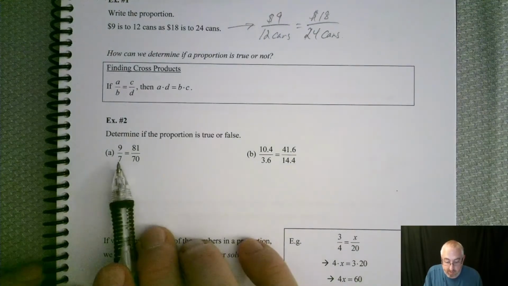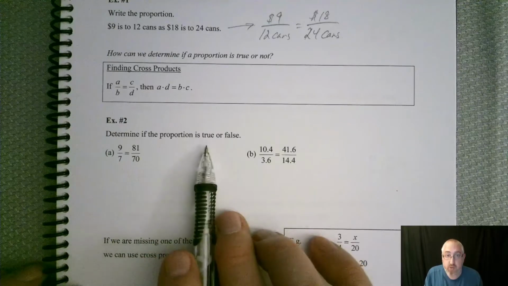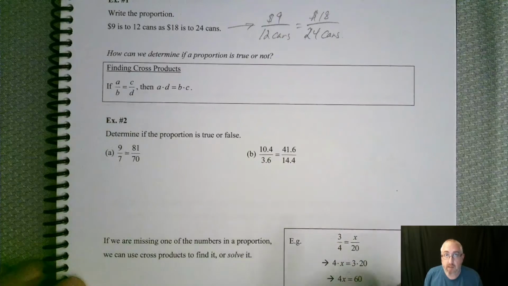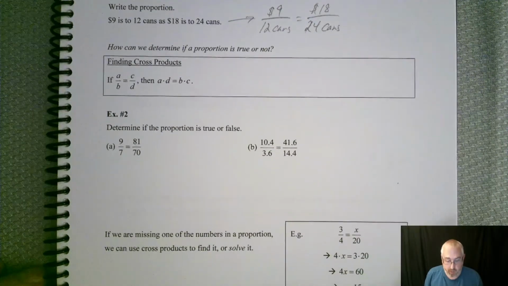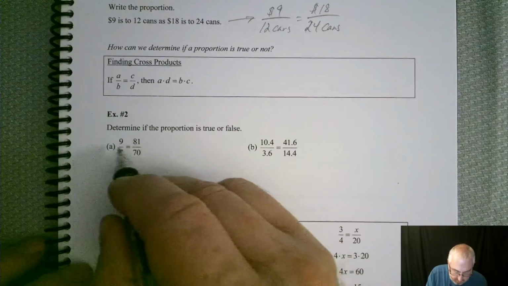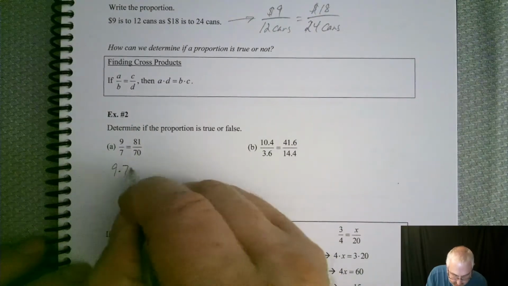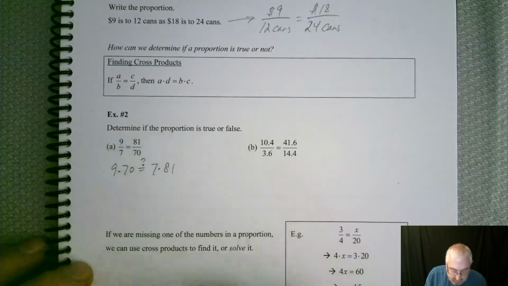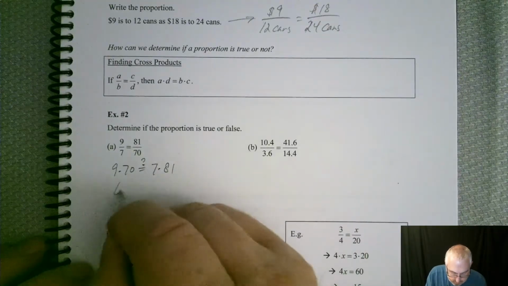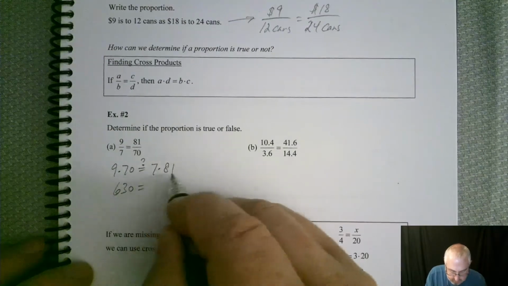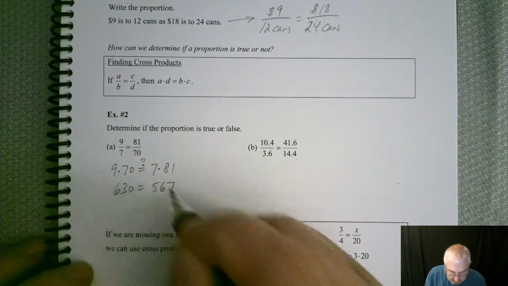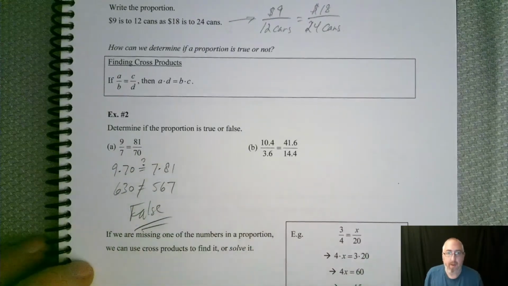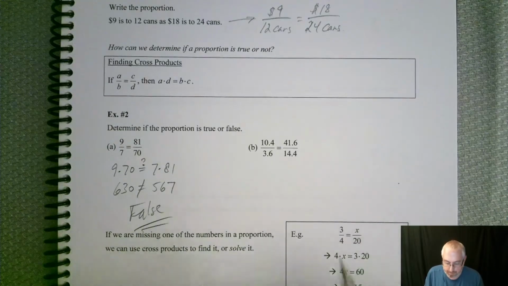So to answer these couple of questions, whether or not it's true or false, it's probably going to be the easiest if we just use our cross products. And we'll see really fast if they're true or not. So let's multiply diagonally. So we got 9 times 70, and we want to see if that's equal to 7 times 81. Well, 9 times 70 is 630. 7 times 81 is 567. Well, that's a big false. No soup for you on that one.